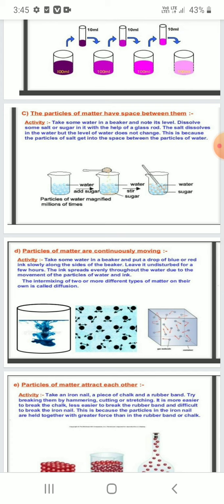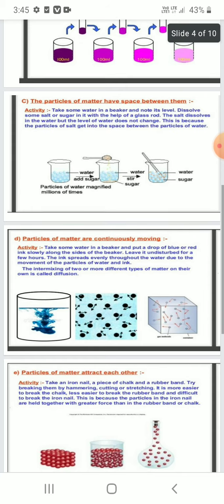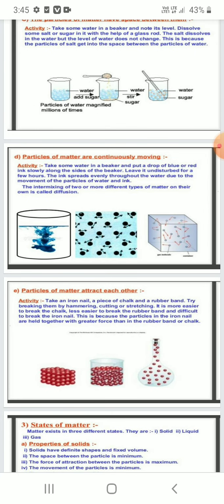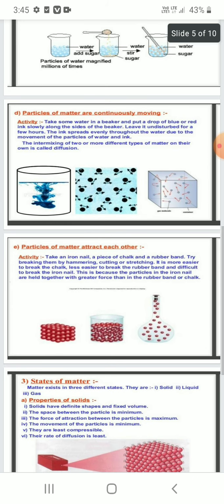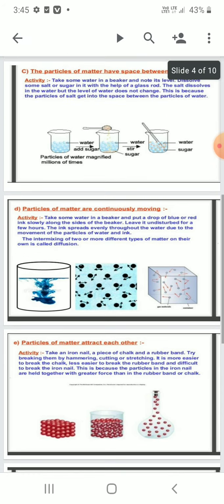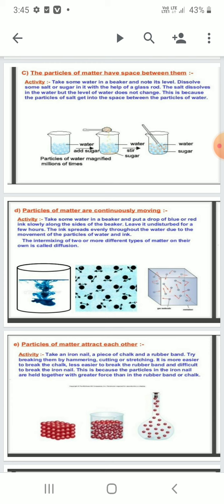Then we will go to D, that the particles of matter are continuously moving. So, children, take some water in a beaker and put a drop of blue or red ink slowly along the sides of the beaker. I think you can do this. Just take a drop of ink and pour it into the beaker containing water. Leave it undisturbed for a few hours.